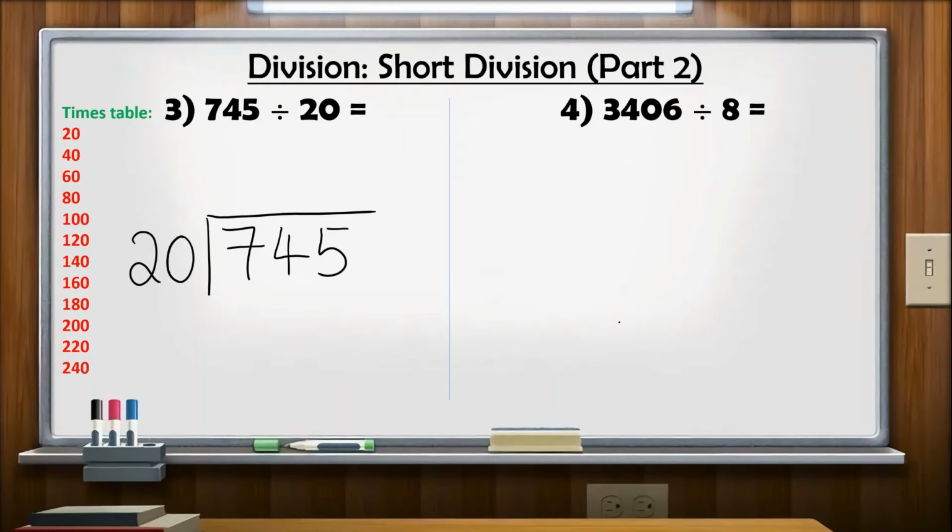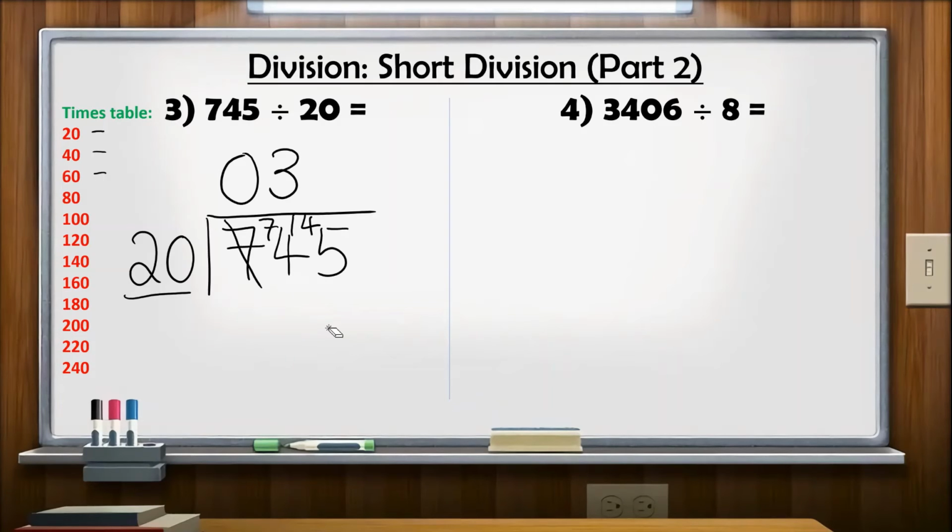So let's go into the calculation. I'm going to ask myself, how many 20s can I take out of 7? And the answer is 0. So I'm going to cross off my 7 and carry it over to my next digit. So my 4 now becomes 74. So I'm going to ask myself, how many 20s can I take out of 74? And using my times table, I can see it is 3. However, I do have a remainder of 14, and that will be carried over to my next digit.